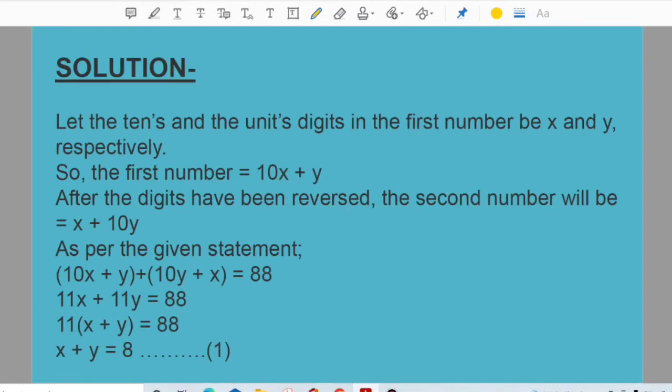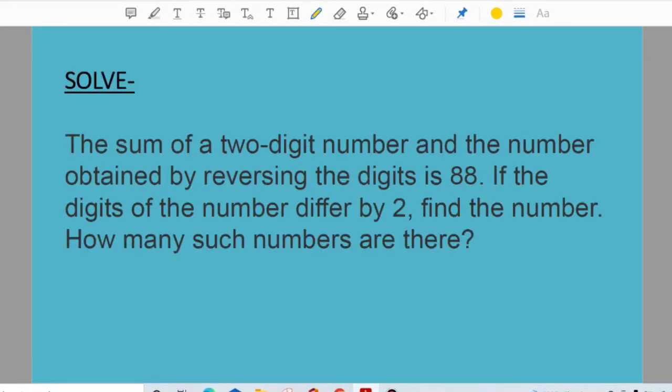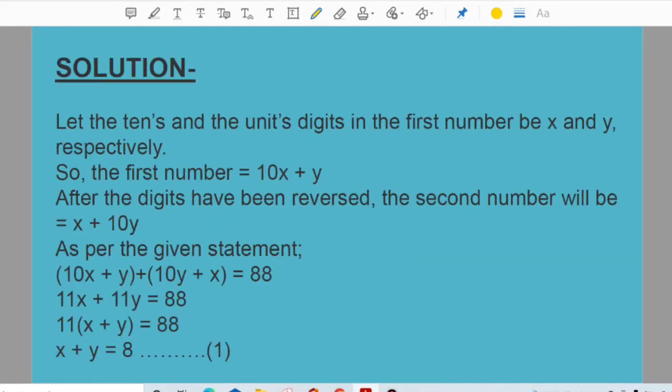So, as it says, the sum of the two-digit number and the number obtained by reversing the digits is 88. So let the tens and the units digit in the first number be x and y respectively. The units digit is y, but the tens digit we need to multiply by 10. So this is how we get an equation. And in order to get another equation, we will reverse it. By reversing it, x will come to this side and y will be multiplied by 10. This is the tens digit. Now we have reversed the number as well.